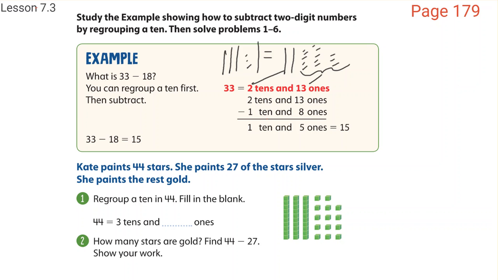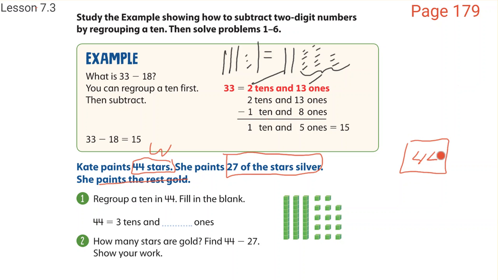But first, before we go on, let's read this here. Kate paints 44 stars. So that's the whole, right? That is the whole. She paints 27 of the stars silver. Okay, so 27 are silver. She paints the rest gold. Just going to underline that. So we can kind of have a number bond here, not kind of. We can do this just to give you an idea.